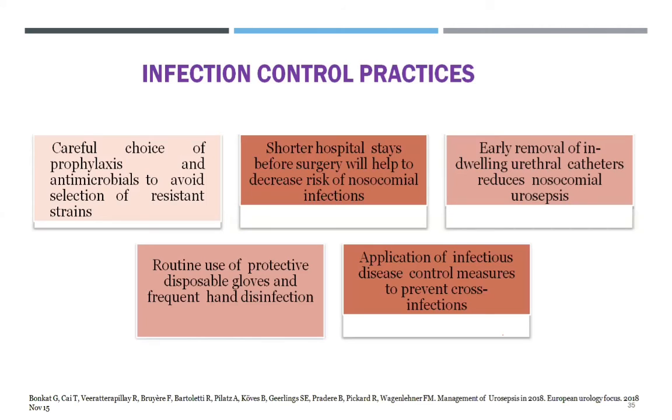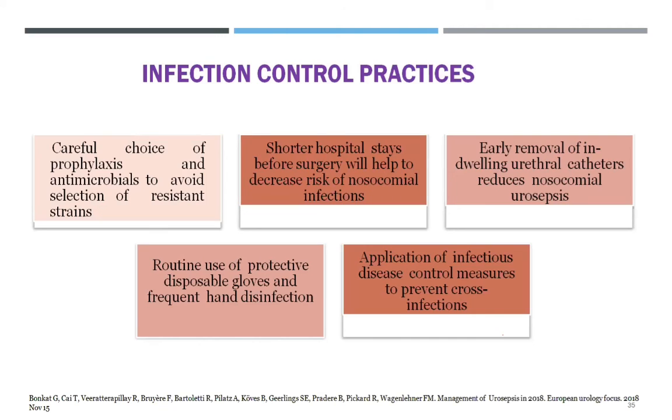Also, the other important thing, which I kept for last but is most important, is infection control. Infection control goes hand in hand, parallel, along with the control of antimicrobial resistance. There are 5 elements of infection control practices that are important. One is the careful choice of prophylaxis and antimicrobials to avoid the selection of resistant strains. Second, shorter hospital stays before surgery will help to decrease the risk of nosocomial infections.